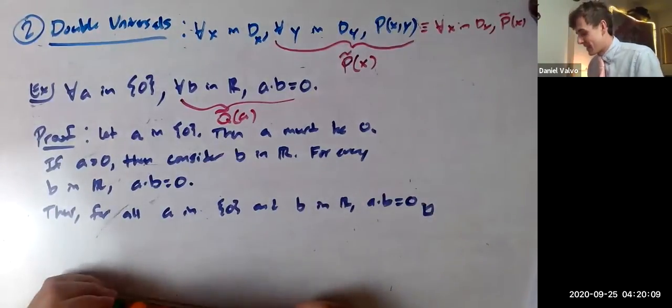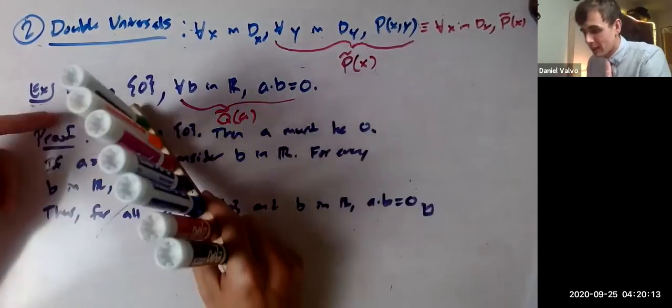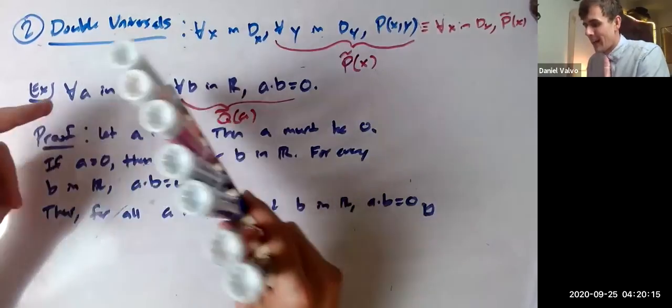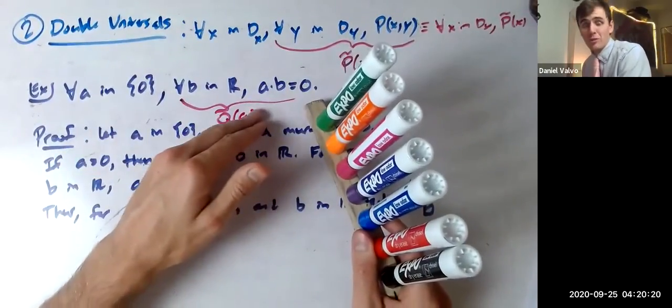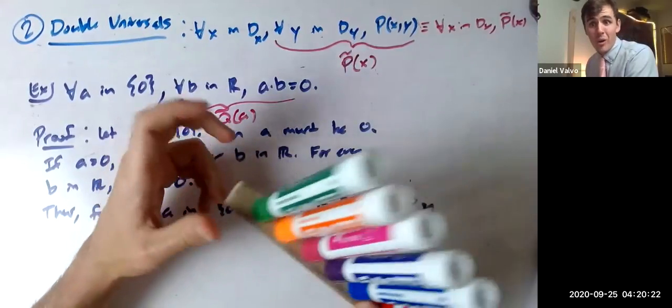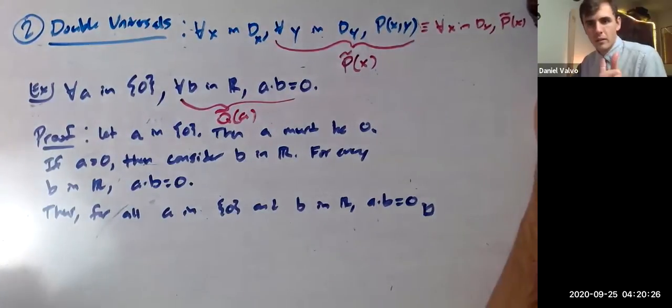But anyway, yes, this is the point behind double universal statements. It's to prove that for everything in the first domain and everything in the second domain, it makes the predicate true. So proving it, there's really no trick. It's just prove it always works. Good.